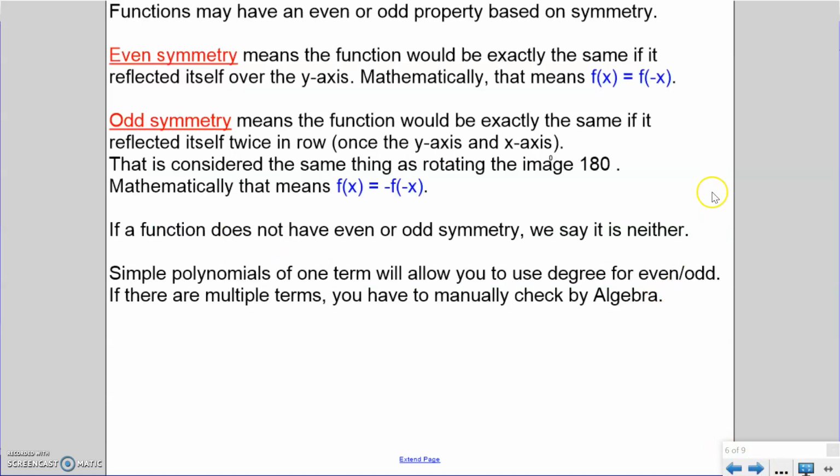Alright, functions may have an even or odd property based on symmetry. Even symmetry means the function would be exactly the same if it was reflected over the y-axis. Mathematically, that means f of x is equal to f of negative x.